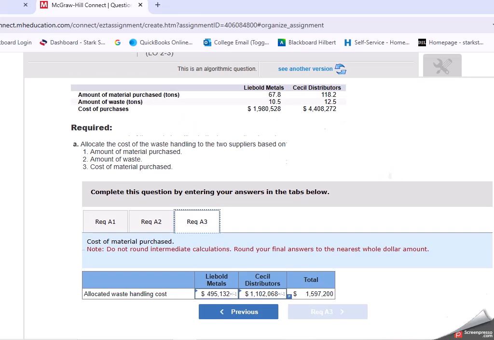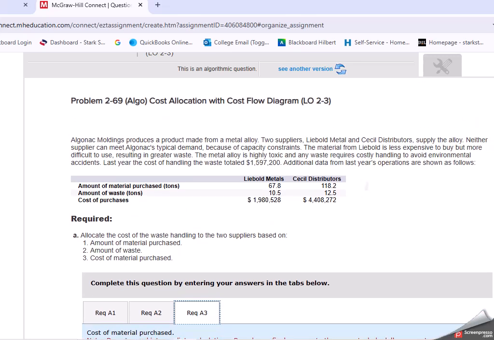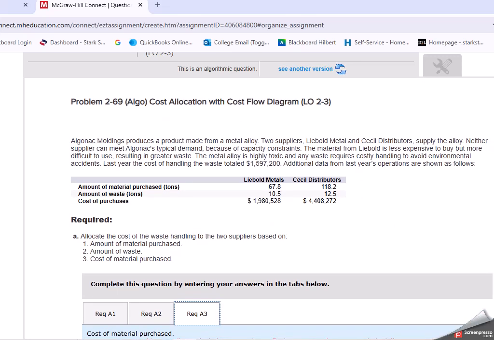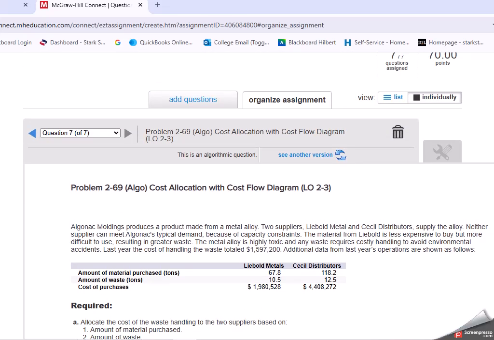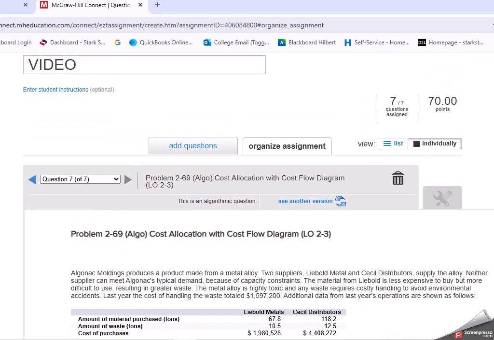So again, it's one of those where you just have to read it carefully to figure out how we are allocating these costs. Make sure you pay attention to the rounding, let it go out all nine decimals, and then calculate that out.